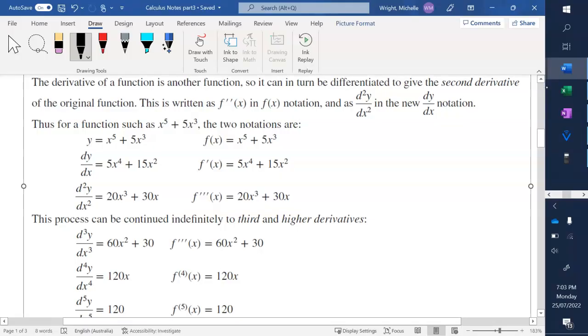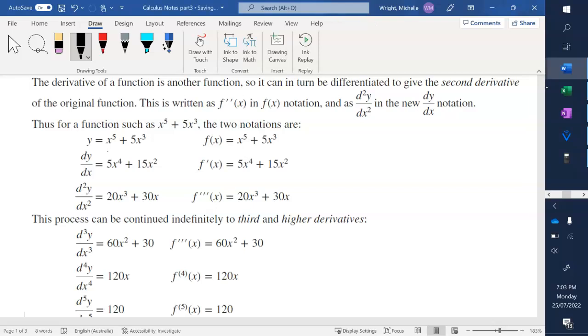Now, I just want to show you this and let you be aware of this. So for this function here, x to the power of 5 plus 5x to the power of 3, there are two ways we can write this function. We can write it as y equals that, or we can write it as f of x equals that. Okay, and we should be familiar with that because we've been doing that all the way through.